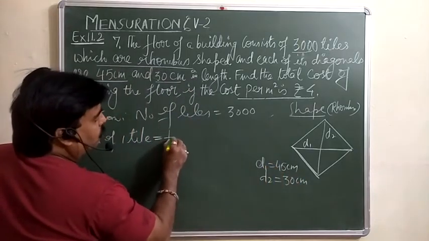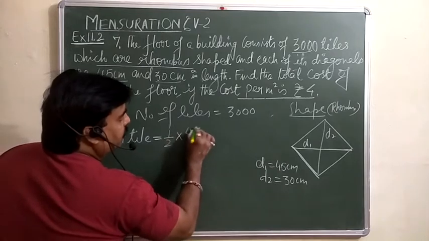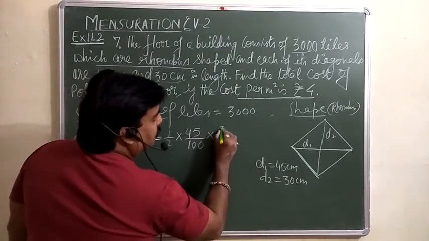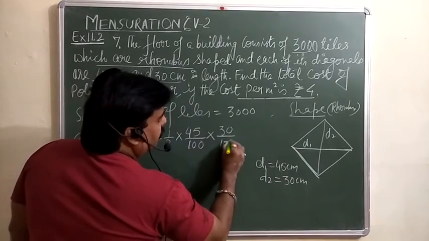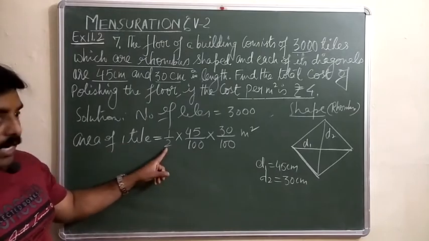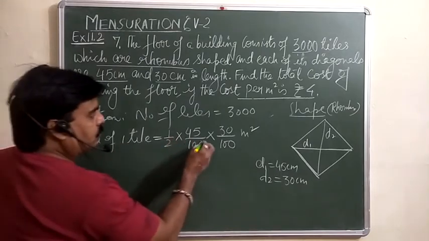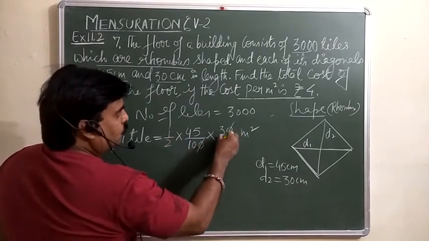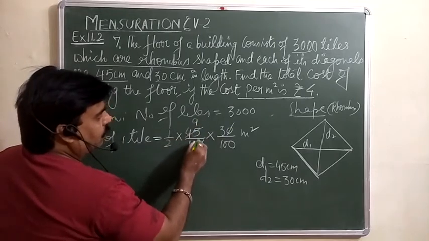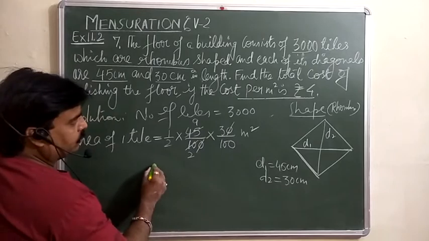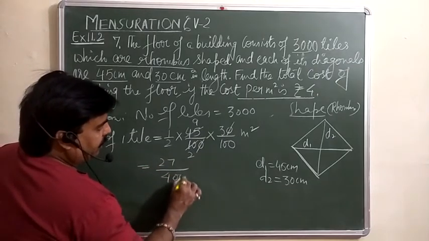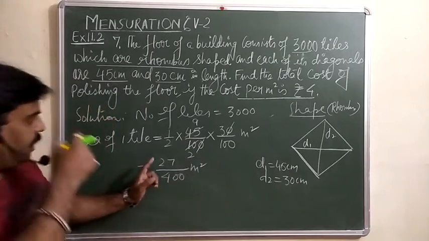So directly I am doing 1/2 D1, 45 centimeter, you can change into the meter, divided by 100, into D2, 30 divided by 100. This is your meter square. This is the area of one tile. You can solve this. You will get 27/400 meter square. This is the area of one tile.